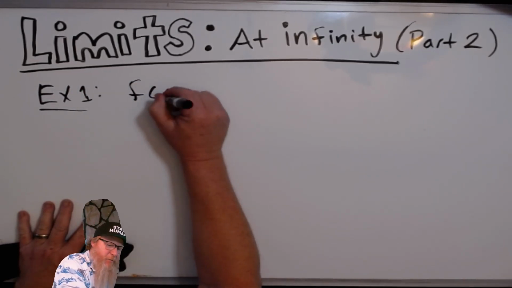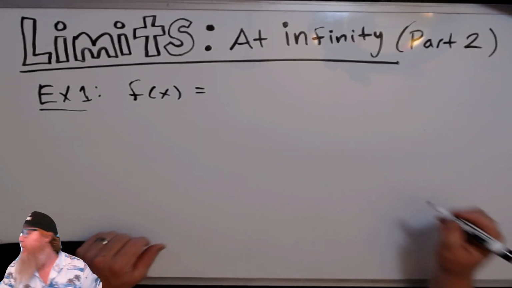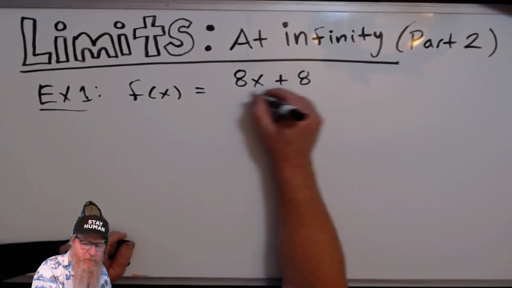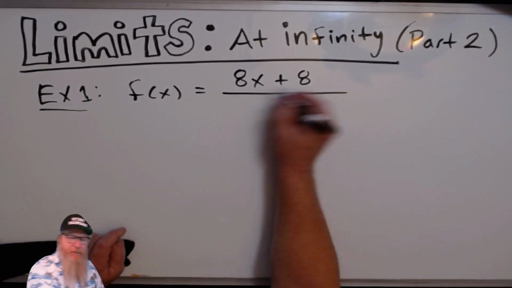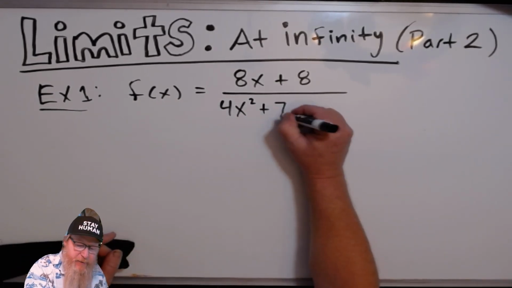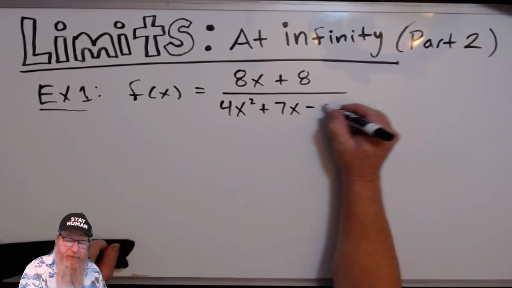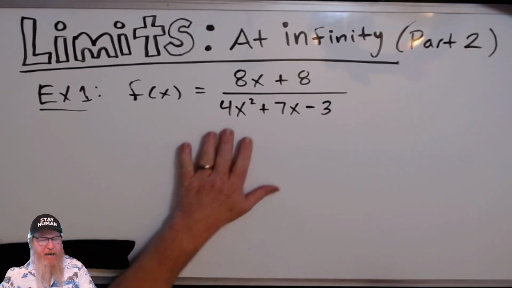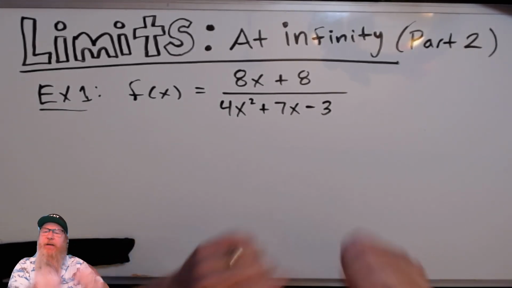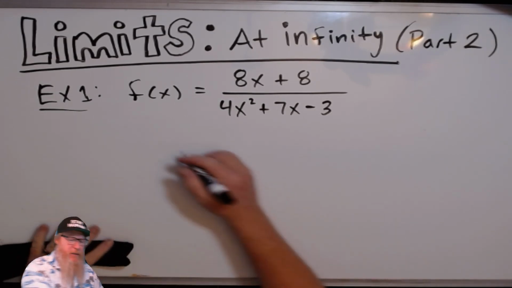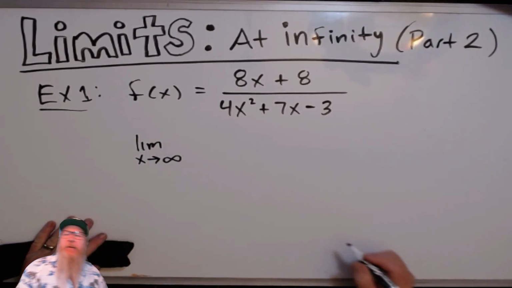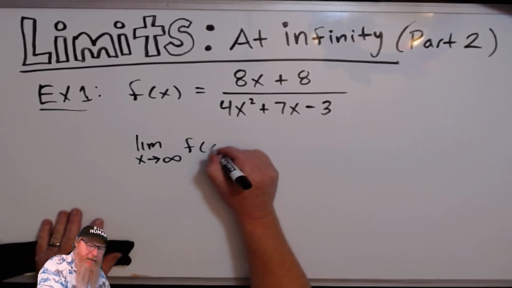So we start with a rational function, which is the ratio of two polynomials. The numerator is a degree 1 polynomial, also known as a line or a linear function. And the denominator looks like a quadratic polynomial. So we've got two directions to go. We've got the limit as x goes to infinity, and we also have the limit as x goes to negative infinity.